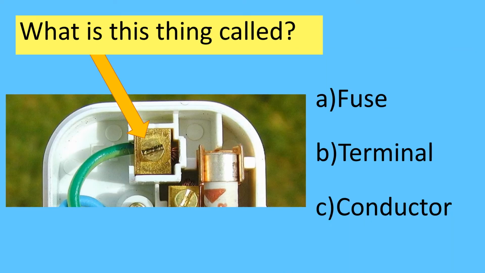Next one. What is this thing called? This little gold thing with it looks like it's got the head of a bolt maybe on the top. I'm not too sure. It is either called A, a fuse, B, a terminal, or C, a conductor. The answer is, of course, B, a terminal, and that is where you connect your wires to an actual electronic circuit. That's what helps to run the power.